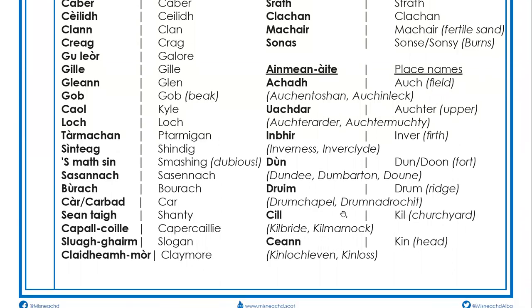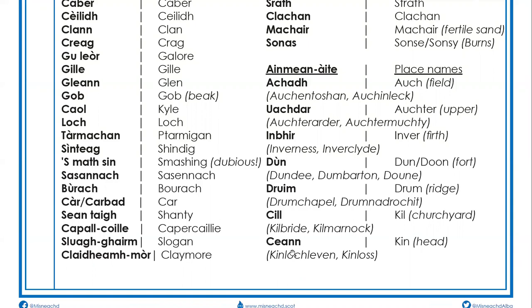Drum, as in Drumchapel, Drumochter. Druim, which is a ridge or a back. Kill, as in Kilbride, Kilmarnock, is cill, churchyards. And Kin in place names, Kinlochleven, Kinloss, this comes up an awful lot, Kinloch.